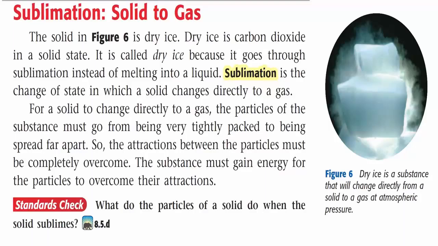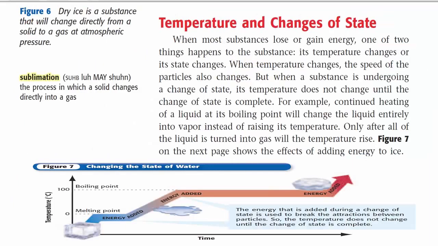For a solid to change directly to a gas, particles of the substance must go from being very tightly packed to being spread far apart. So, the attractions between the particles must be completely overcome. The substance must gain energy for the particles to overcome their attractions.